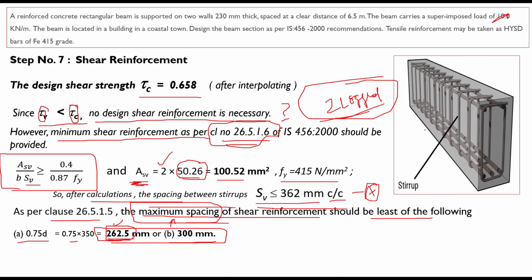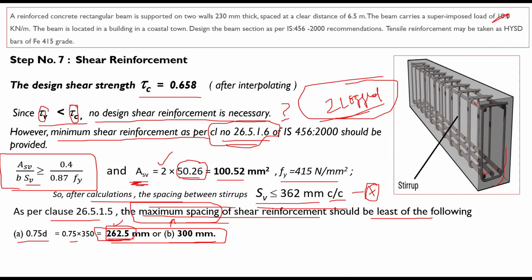So you can see here in this diagram, this is a section of a beam, and you can see there this is a hanger bar, this is the main steel which we are providing, and these vertical rings are known as the vertical stirrups.